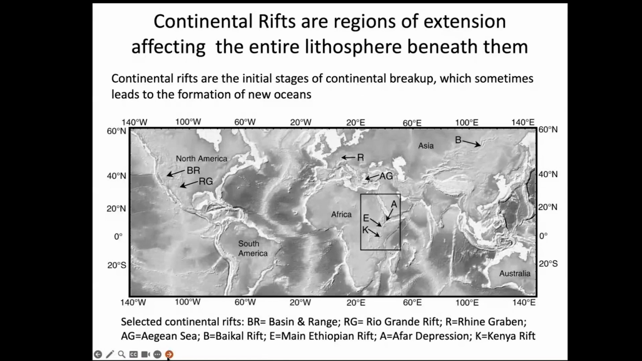So continental rifts are regions where the lithosphere is being extended. As we've gone over a couple of times, they are the initial stages of continental breakup, which sometimes, not always, leads to the formation of new oceans. And here you can see some selected continental rifts, and we'll talk about some of them in this lecture.